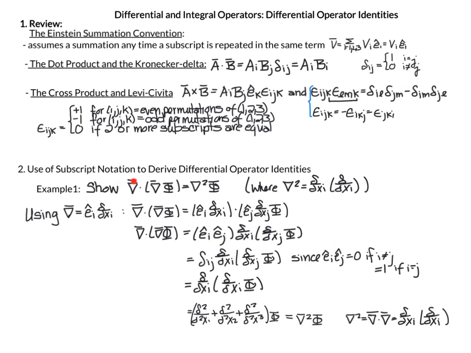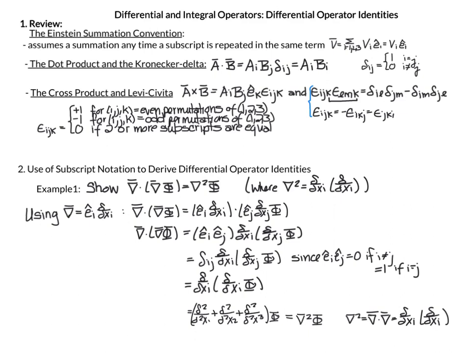The first one here is to show that the divergence of the gradient of f is equal to this del squared operator, which is the Laplace operator on our vector field phi. The other example we will look at involves the curl of a vector field. And finally, our final example will look at the divergence of the curl of a vector field and show it is equal to 0.